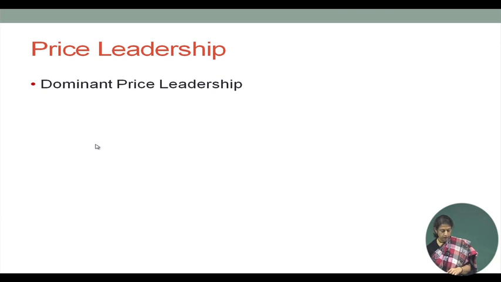Now, to talk a little more in detail, price leadership can be of three types. One is the dominant price leadership. Dominant price leadership happens when there is one single large firm in the market. It is a dominant player in the market, and it's almost like a monopoly. May not be a monopoly, but it's almost like a monopoly, and it's a very big firm.